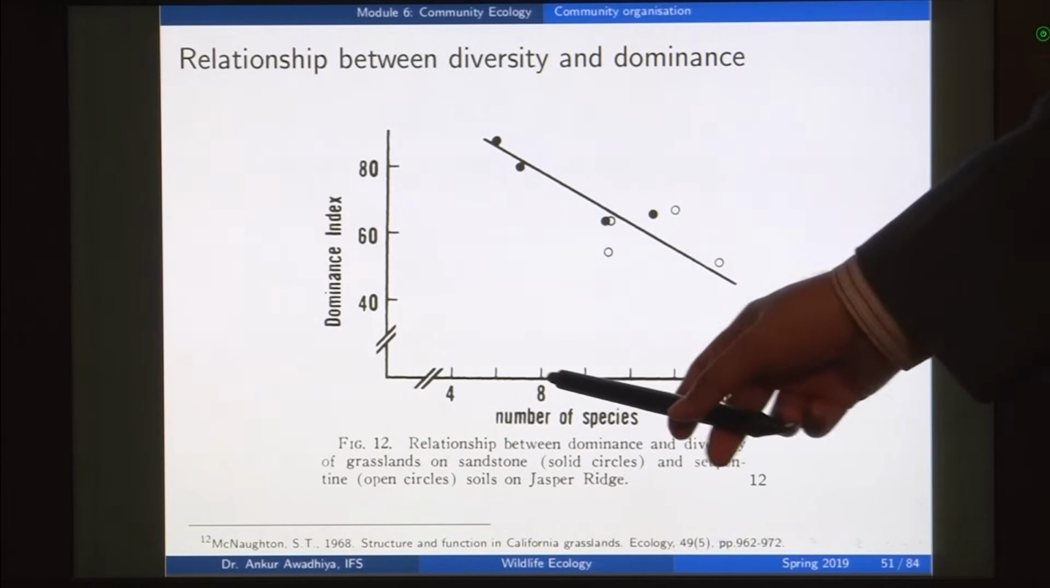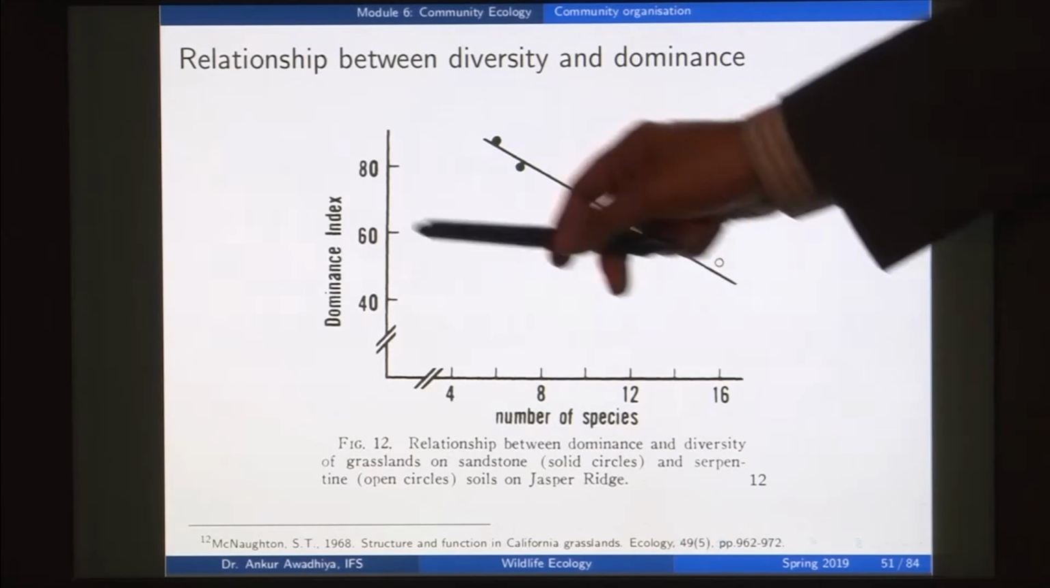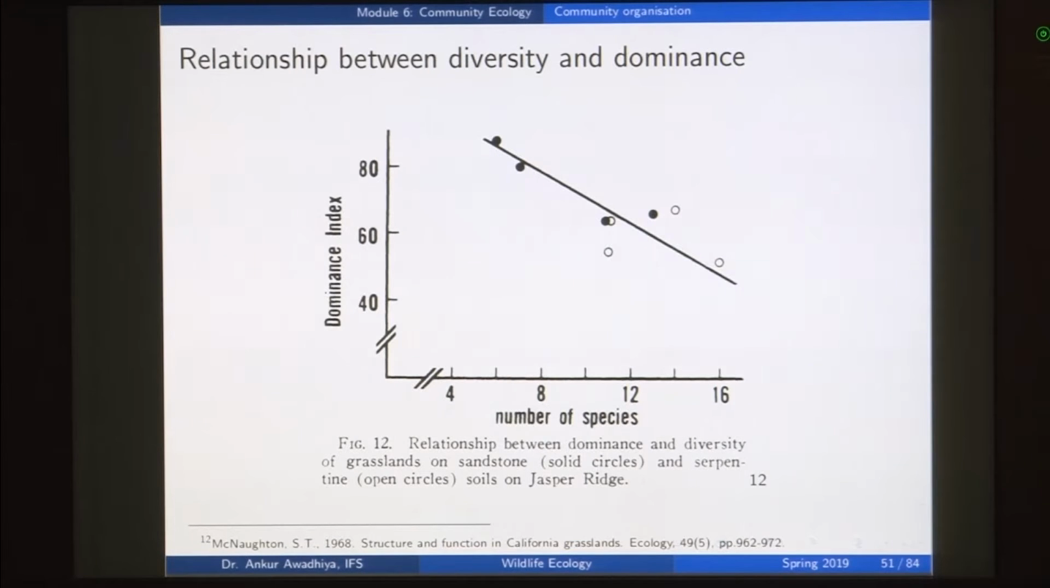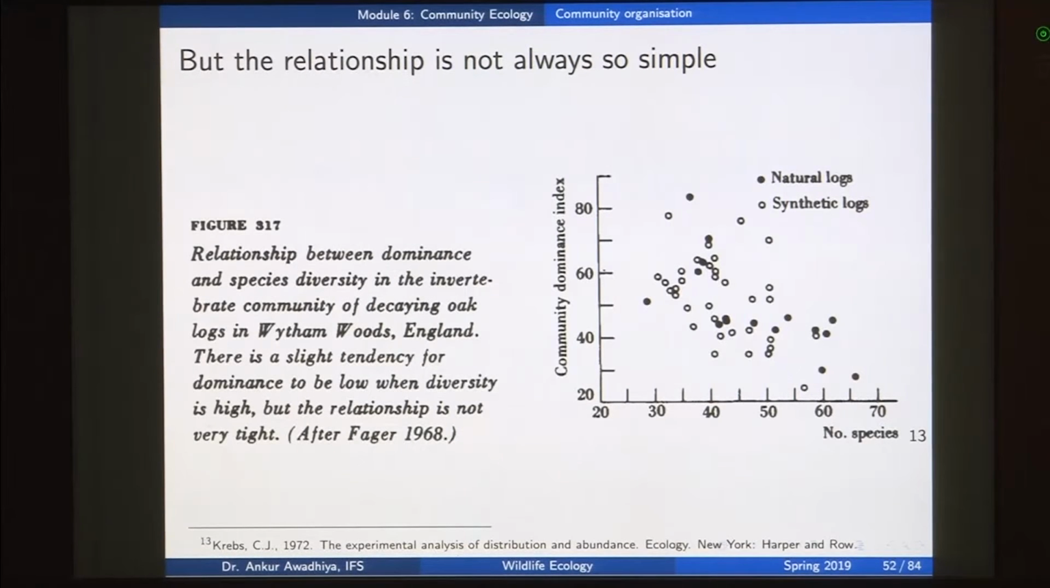Also, the more is the number of species, the lesser would be the dominance index, because when you have more species, it is also possible that the numerical abundance of the top 2 species will be lesser, because you have individuals from so many different species. So, this is roughly the relationship that we expect, but then this relationship is not that simple.